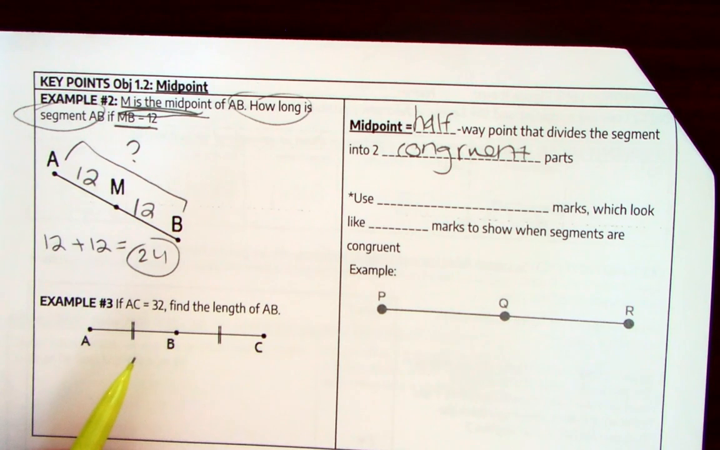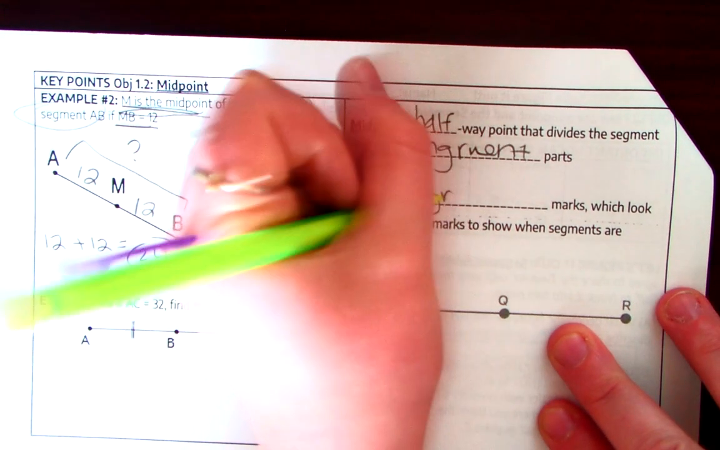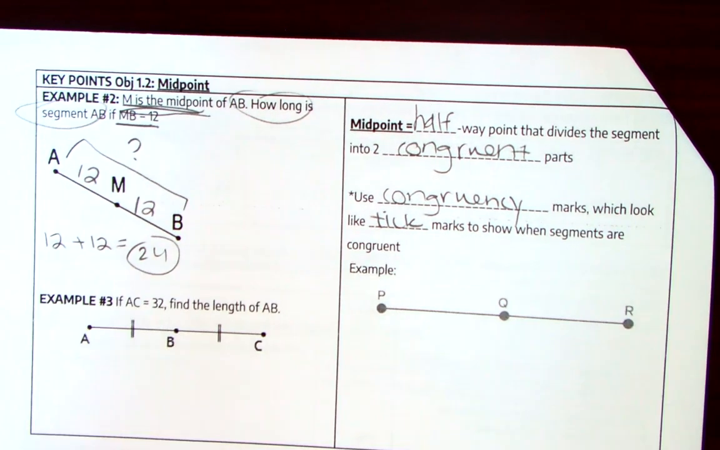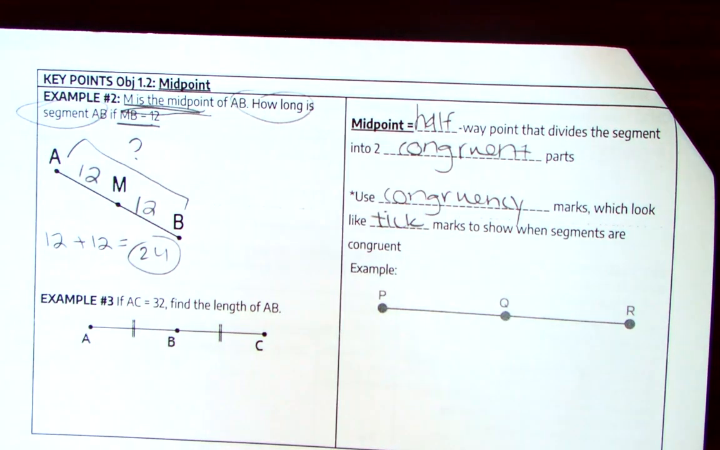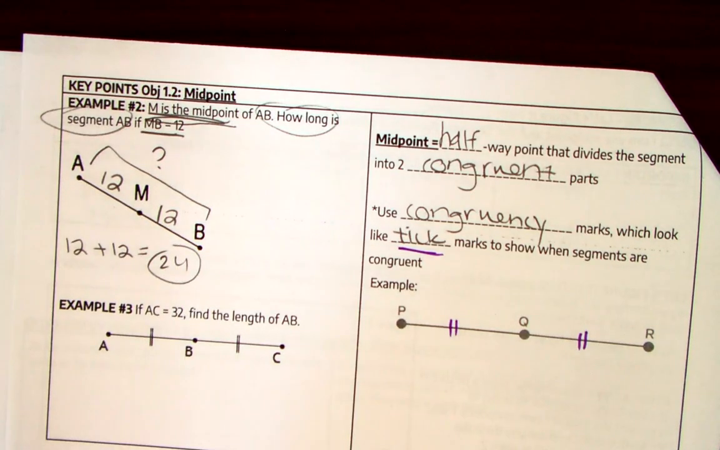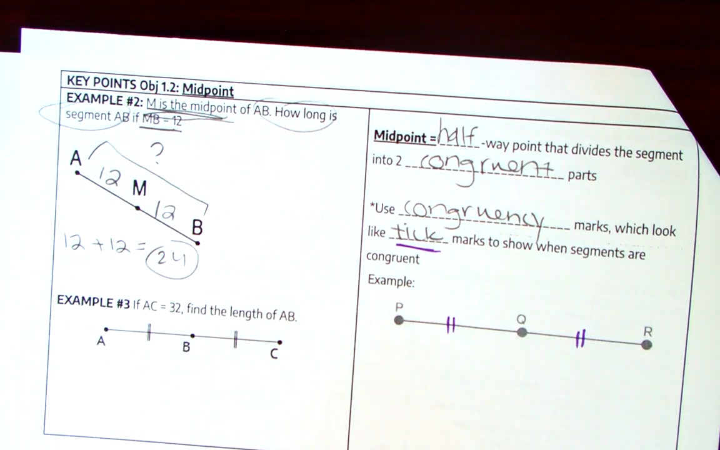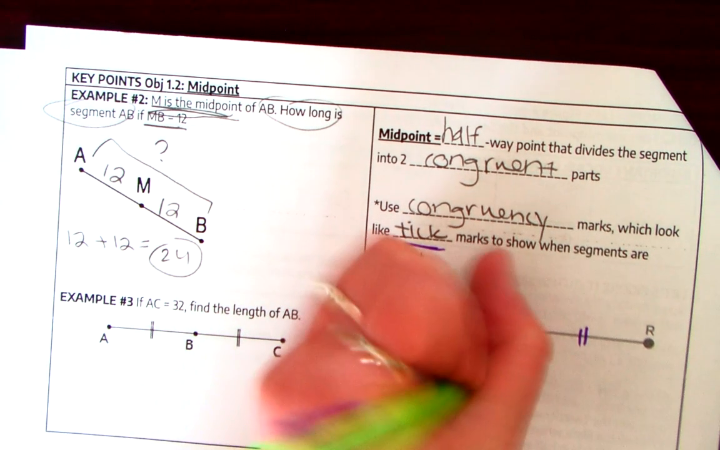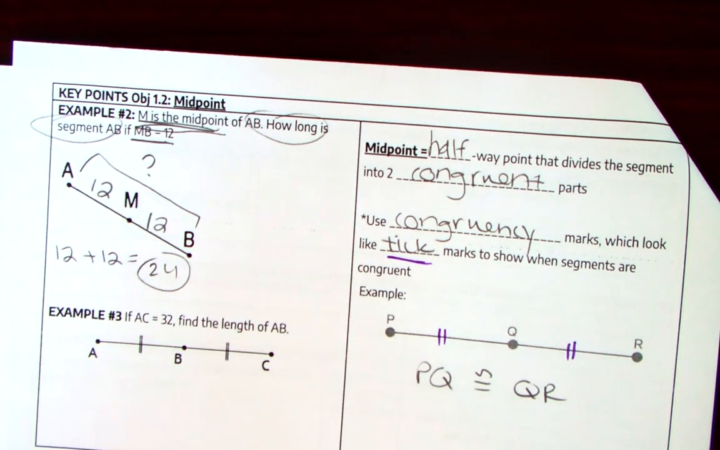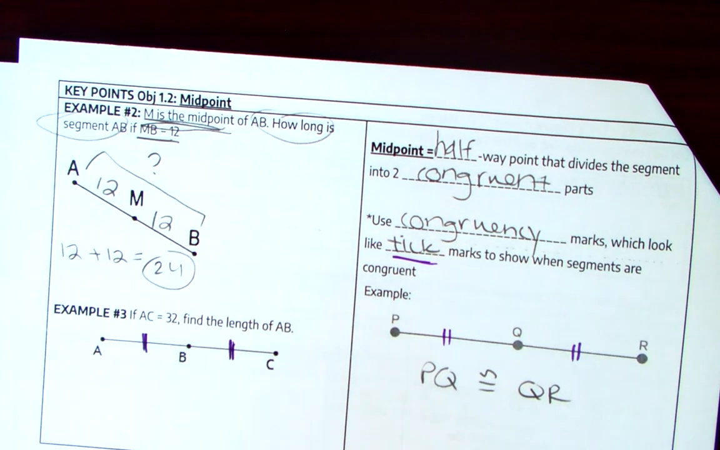Another way I can know if I'm looking at a midpoint is if I see congruency marks. You can use congruency marks, which look like tick marks, to show when segments are congruent. When I say tick marks, I mean like this. They're just like a little dash. You might see 1 dash and 1 dash, 2 dashes and 2 dashes, 3 dashes and 3 dashes. That means that the segments are congruent. I can say that PQ is now congruent to QR if I see those markings. So in this picture, I see those markings, so that means B is in the middle. If those markings aren't there, I don't get to know that.